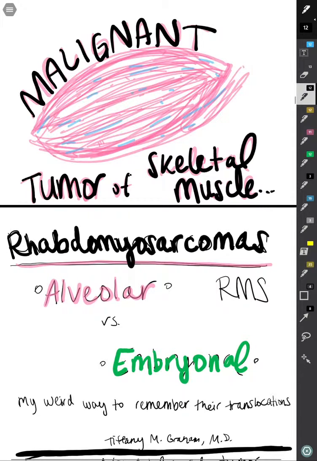Hey guys, so this is a video that's going to be looking at the malignant tumor of skeletal muscles, which is your rhabdomyosarcomas. There's two main types, which are your alveolar and your embryonal, or you might hear embryonal, but embryonal rhabdomyosarcoma, which is by far the most common.